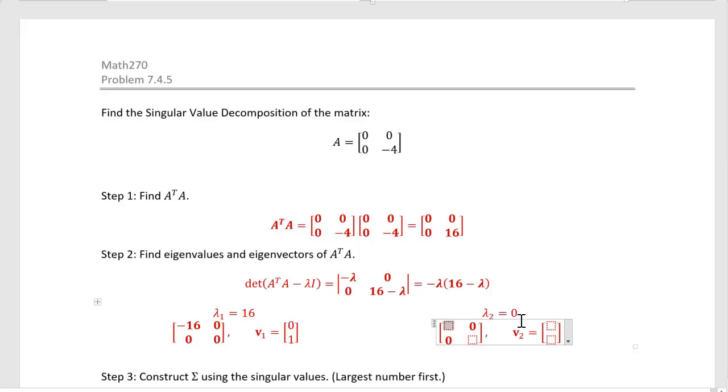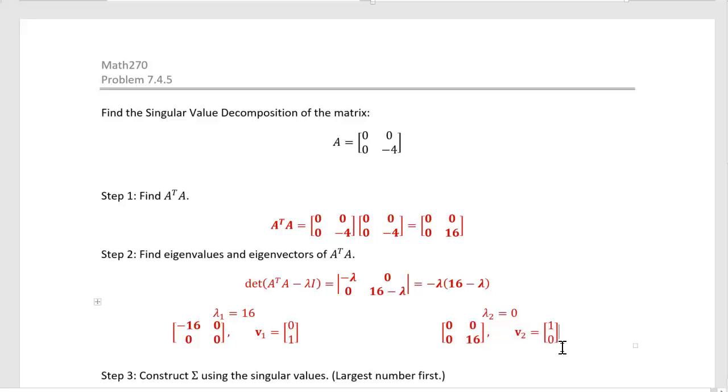Similarly, we put 0 in for our determinant expression here, and we get 0 for the first slot, 0, 0 in the wings, and then 16 minus 0 in the other diagonal. Here x2 is going to be 0, and x1 is a free variable. So our two eigenvectors are 0, 1 for 16 and 1, 0 for 0.